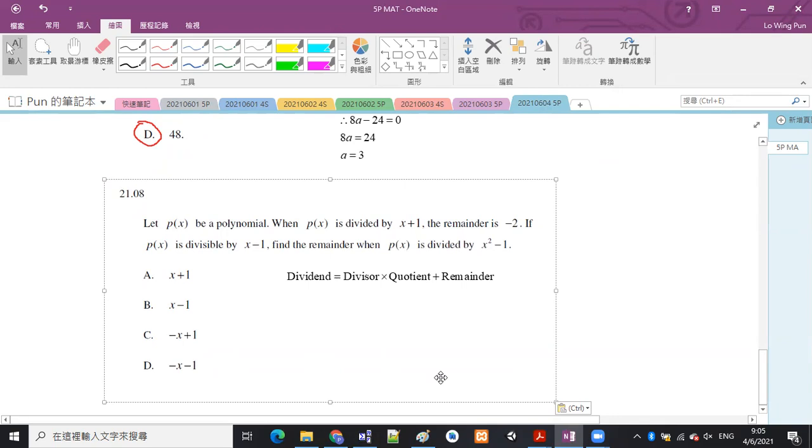Please write this down. The dividend is equal to divisor times quotient plus remainder.